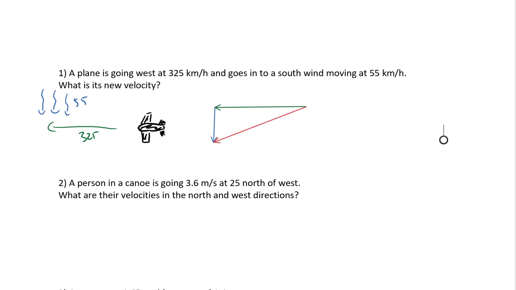Okay, so I know this was 325 and this is 55. They make a right triangle, and I can solve for the hypotenuse. So I do 325 squared plus the 55 squared, and we put them together, and we find out that the plane is going to be going around 330 kilometers per hour.